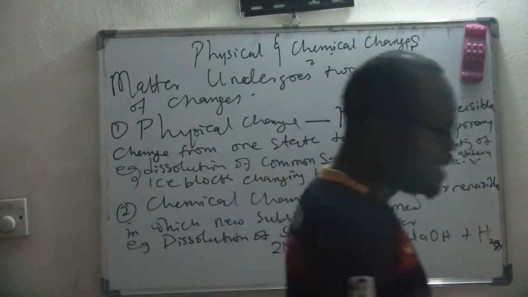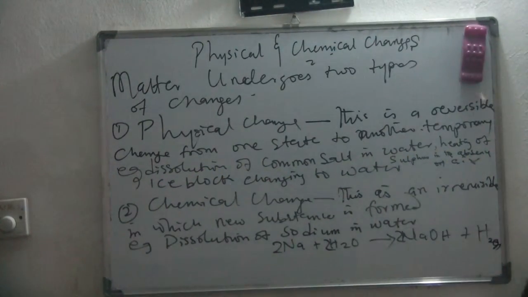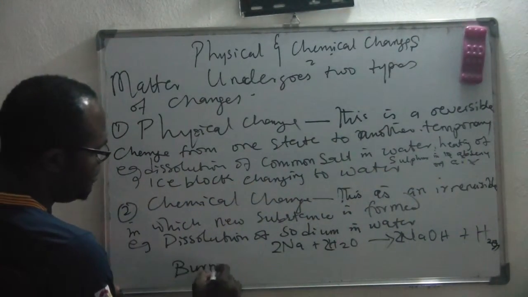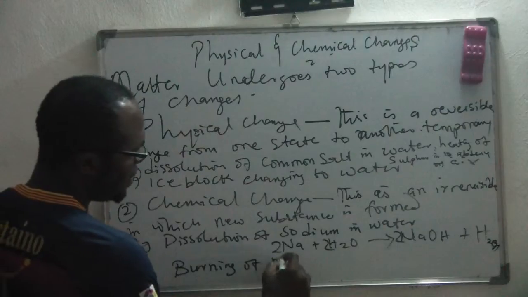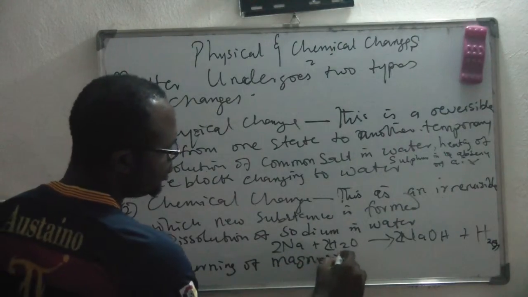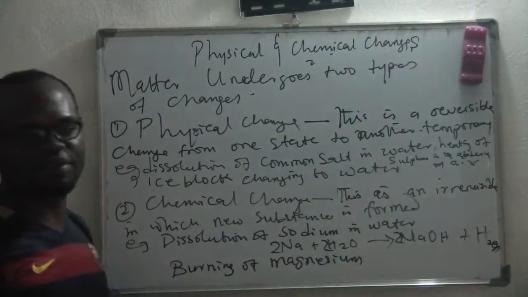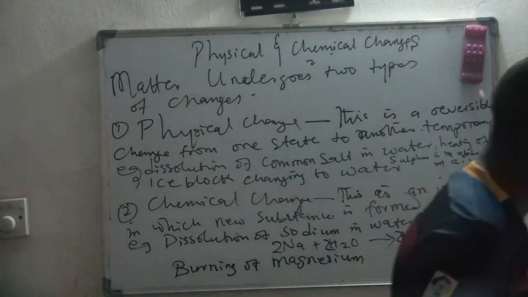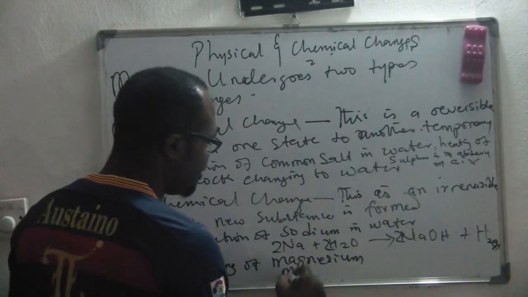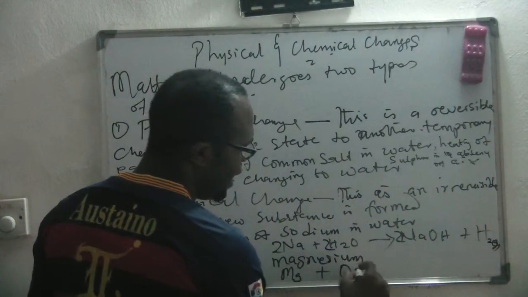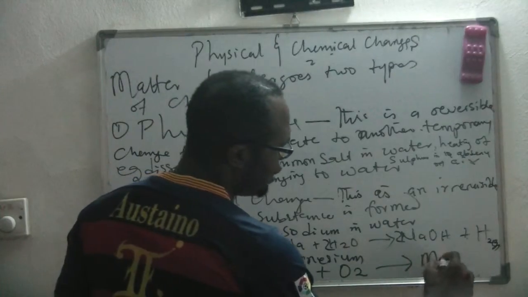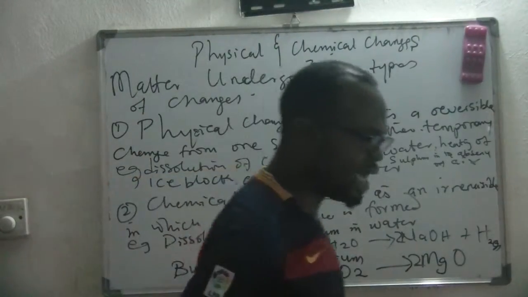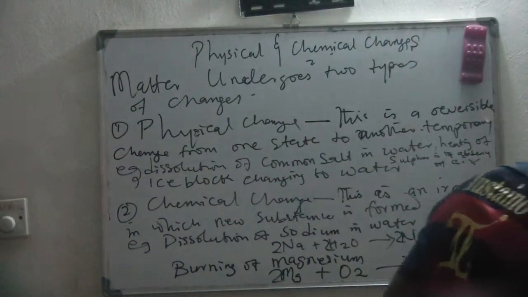Dissolution of sodium in water. What other example of chemical change do we have? Burning of what? Magnesium. Burning of magnesium is a chemical change, because when magnesium burns in air, it gives what we call magnesium oxide. Is that clear? Yes, sir.